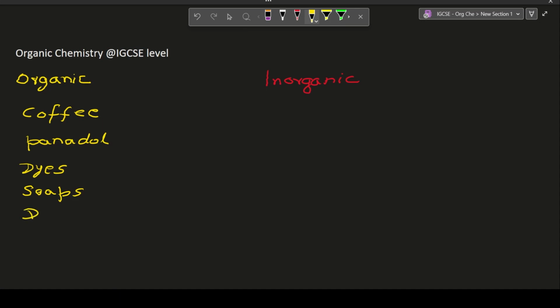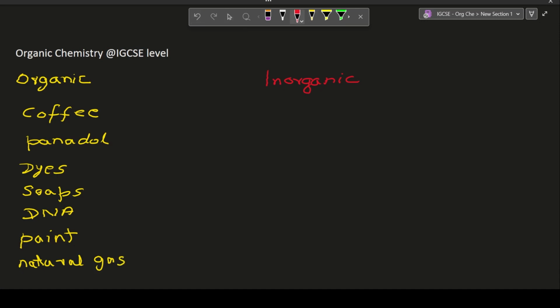Our DNA is also an organic compound. Paints that we use, this is also an organic compound. Natural gas that we use at home for cooking, it is basically a methane gas, but commonly we call it natural gas. Natural gas, this is also an organic compound.